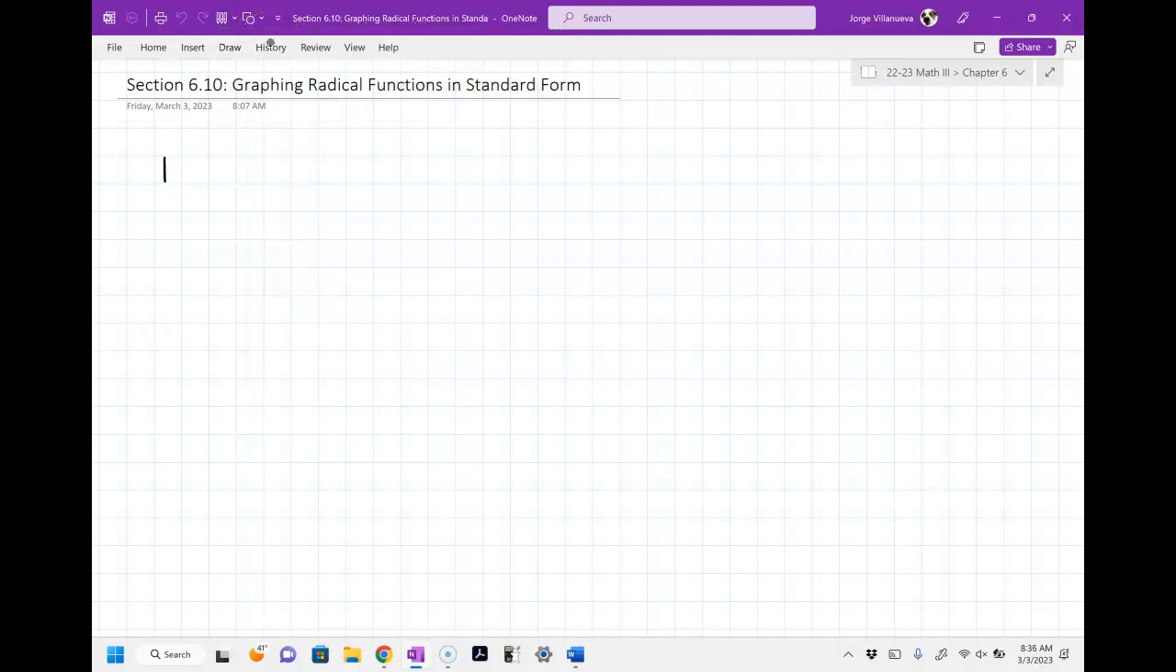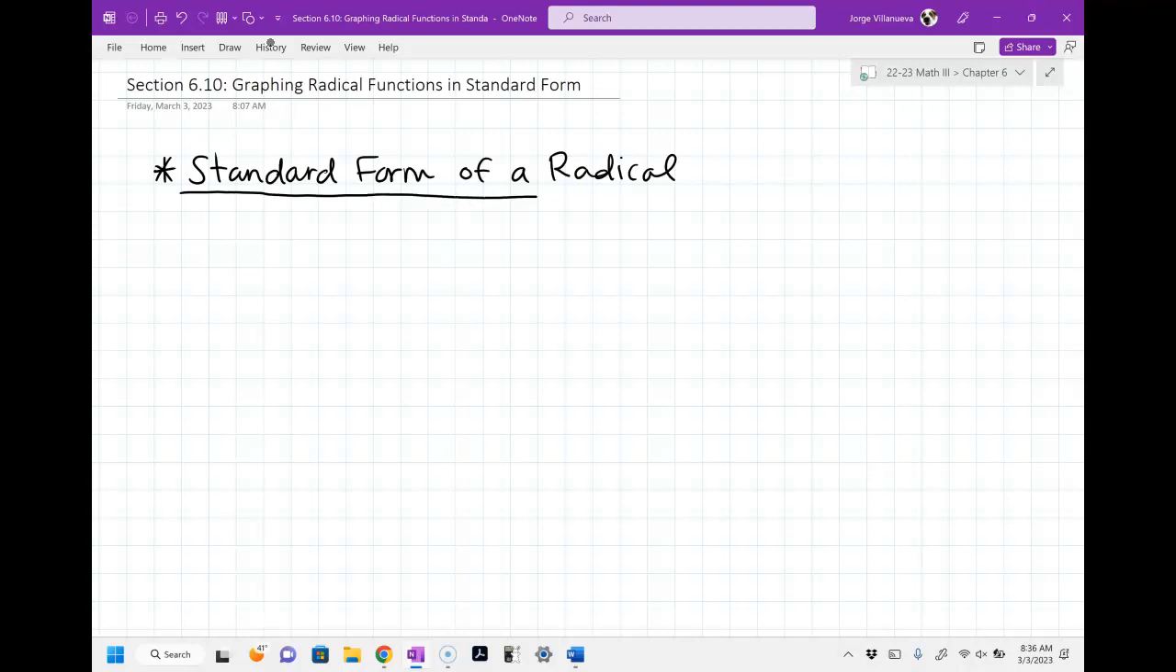So standard form of a radical. So the formula looks like this. Y equals A radical x minus c plus d. I know we're missing that b term that we always tend to have. Normally you have a, b, c, and a d, but in our case, it's just a, c, and d.